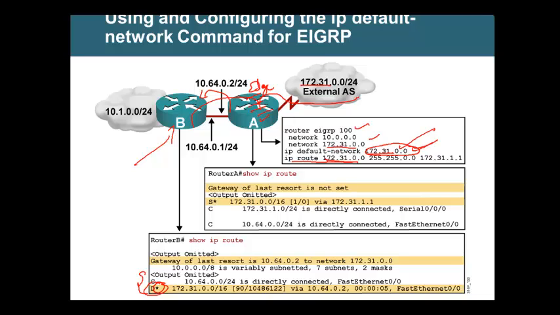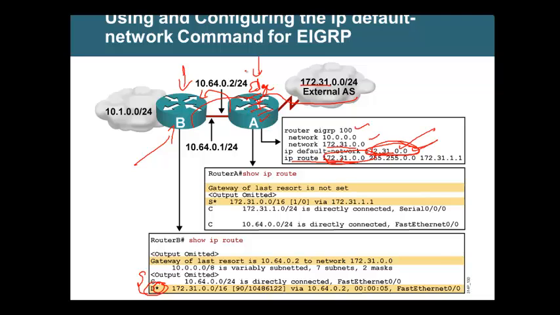ISPs mostly will give you /24 or /28. You need to write the classful default network route, for the classful network 172.31. Only then it will work, which means the summarization should be on.